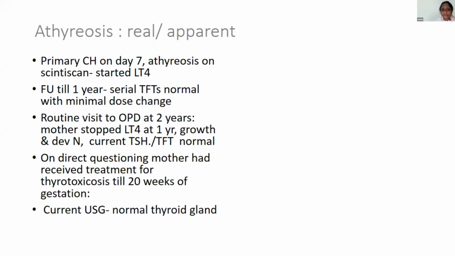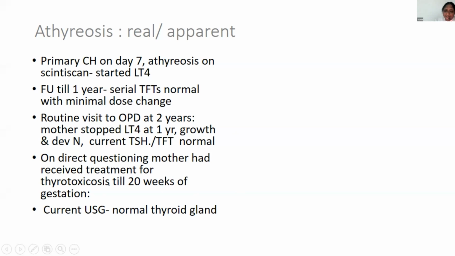The athyrosis. So this child was confirmed to have primary hypothyroidism on day 7. Thyroid scan showed athyrosis, was started on treatment and regularly followed up till 1 year, and the TFTs were normal with minimal dose change. Mother decided to stop it at about 1.5 years of age. And then she came at 2 years with the child having an upper respiratory infection. Completely normal development, growth, and normal thyroid profile.